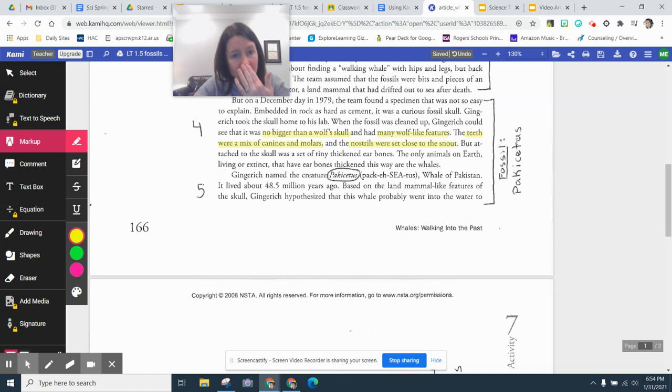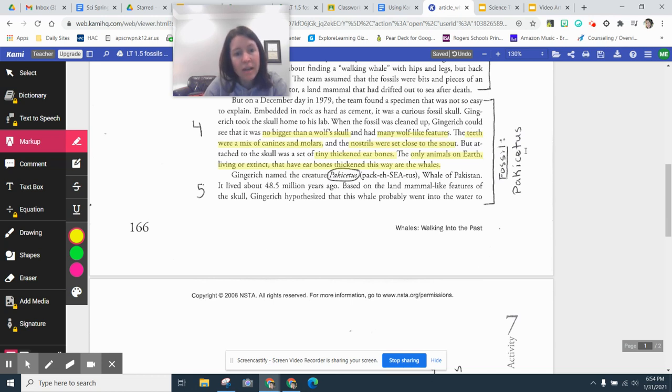The teeth, with the position of the nose at the end of the snout, but attached to the skull was a set of tiny thickened ear bones. The only animals on Earth, living or extinct, that have ear bones thickened this way are whales. So that is also a fact. Those are the only animals. I'm going to just highlight that whole thing. So these are all facts. The thickened ear bones is not what you would see in a wolf, it's what you would see in a whale. So that was a clue right there that what they'd found is a whale ancestor based on the ear bones.